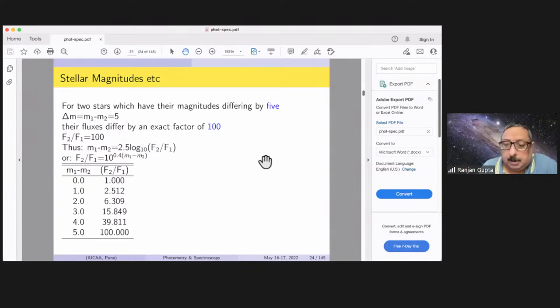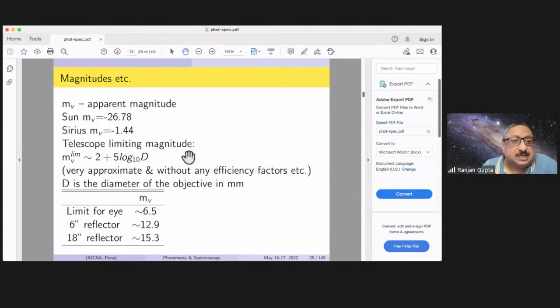Now, as I said, Sun is minus 26. Sirius is minus 1.4. This is the brightest star. Sun is also a star, but really, Sun is very bright. And M stands for apparent magnitude. V stands for, since we are using visible light, the human eye is used as the first detector. It's called V, but there are other colors which we will come to.